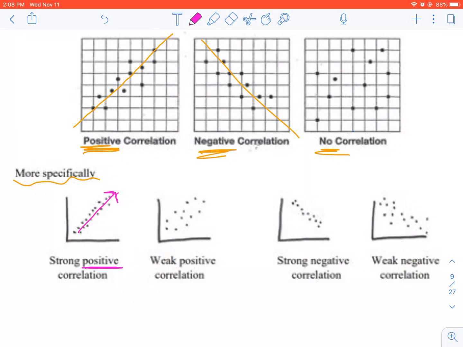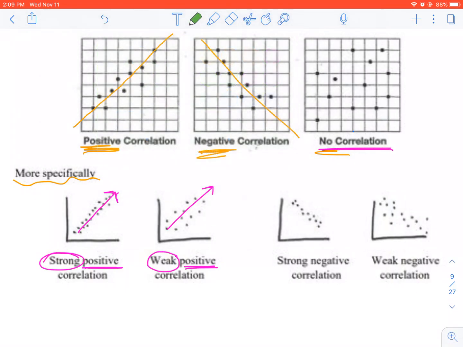Strong means that they are very close to that line. And comparing it to another positive graph, this one also has a positive slope, but these dots are more spread out. They're a little bit further away from the line. So the closer that they are to the line, we're going to call that strong. And as they start to spread out, that becomes weak. Okay? And then if they spread out far enough, then it becomes no correlation.